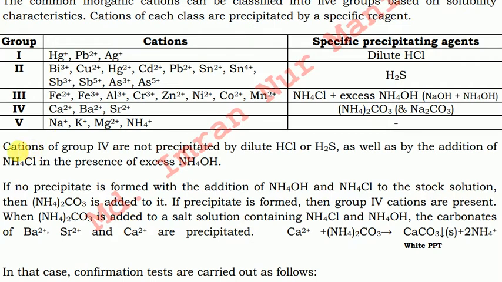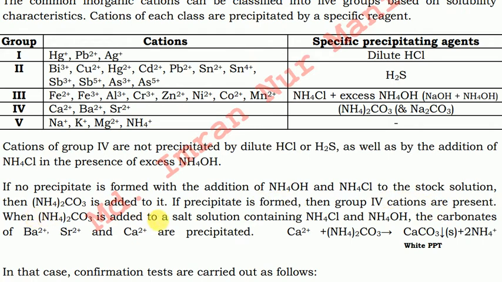As I was saying, cations of group 4 are not precipitated by dilute hydrochloric acid, hydrogen sulfide, as well as by the addition of ammonium chloride in the presence of excess ammonium hydroxide. If no precipitate is formed with the addition of ammonium hydroxide and ammonium chloride to the stock solution, then ammonium carbonate is added to it. If precipitate is formed, then group 4 cations are present.